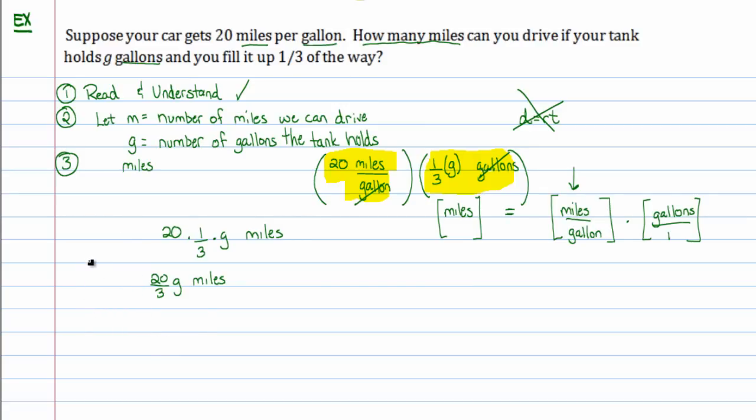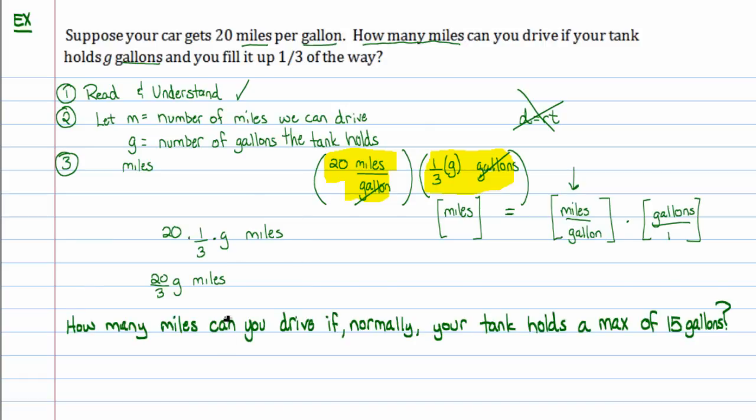Now let me ask something a little more detailed than this. How many miles can you drive if normally your tank holds a maximum of 15 gallons? Remember G is the number of gallons the tank can hold, so we're just going to use this expression here, and instead of G, we'll write in 15. This is actually not so bad. 3 goes into 15 5 times. So it's 5 times 20, or in other words, 100 miles. If your tank holds 15 gallons and you get 20 miles per gallon, but you only filled your tank up to a third of the way, you can go 100 miles.